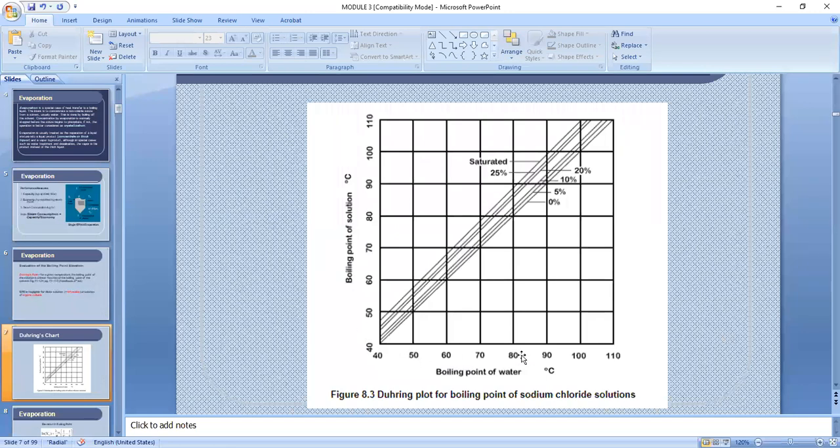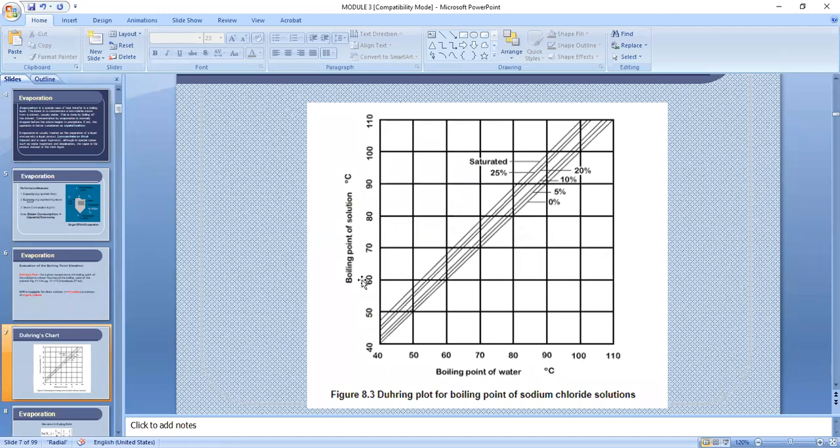You have in the horizontal axis the boiling point of pure water, and on the vertical axis the boiling point of your solution. In this Duhring's chart, you have lines and curves which you use according to the percentage of solids in your feed. This line means there is 0% solids in the feed. For this line, there is 5% solids in the feed, and so on. It could be a curve, it could be a line.